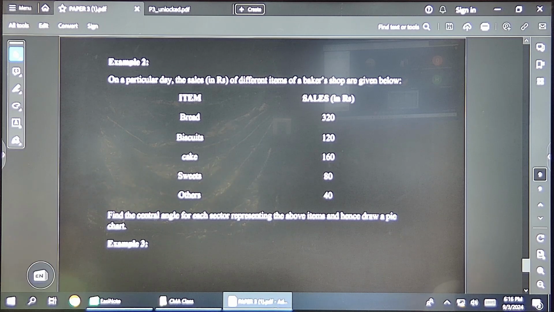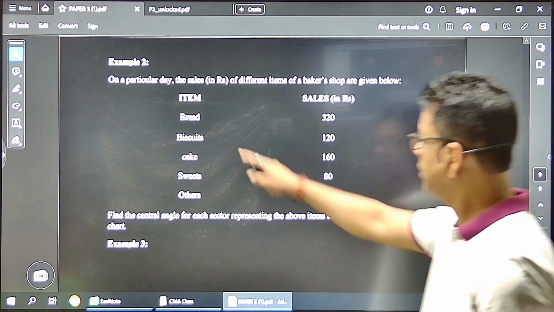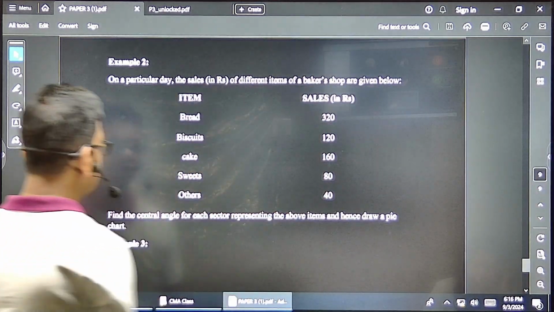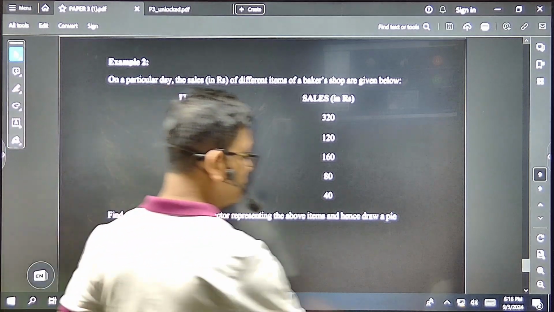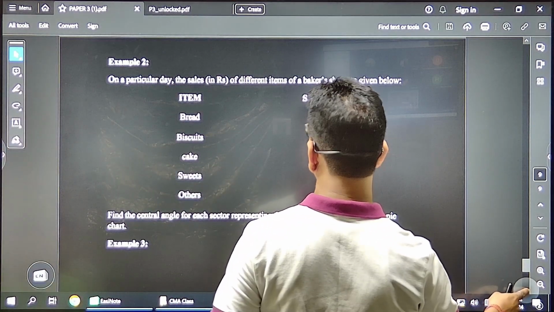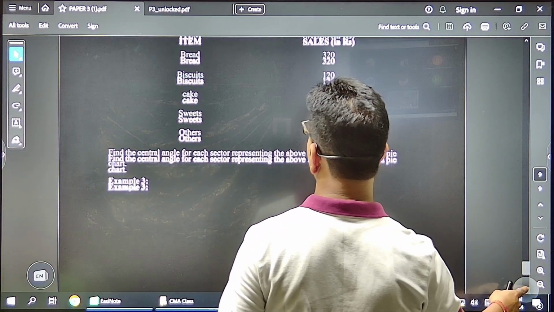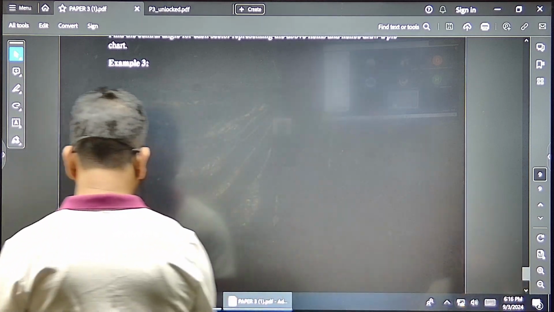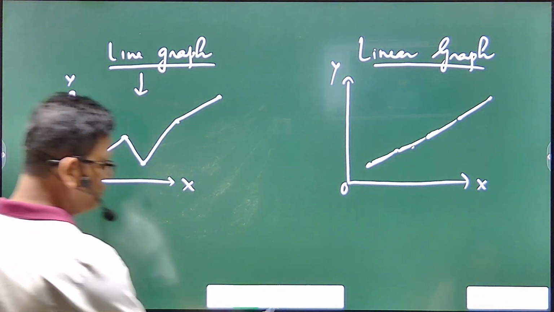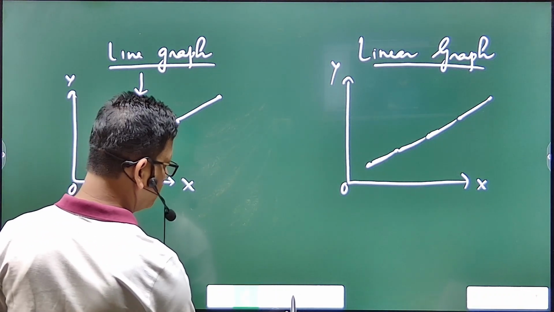Is it done? Okay. So what you need to do is, these things we have to make again. So these things you have to make once again here in the answer. So items and sales, and then direct central angle. Okay. So this is the answer that I'm going to do here. You write it here.